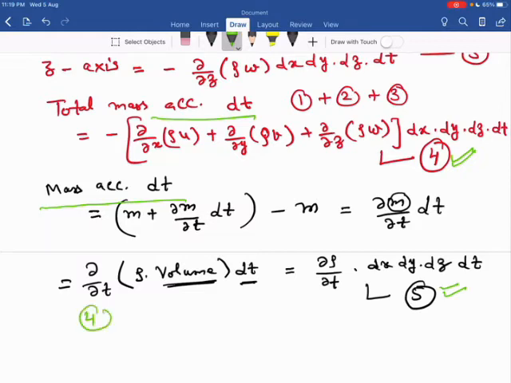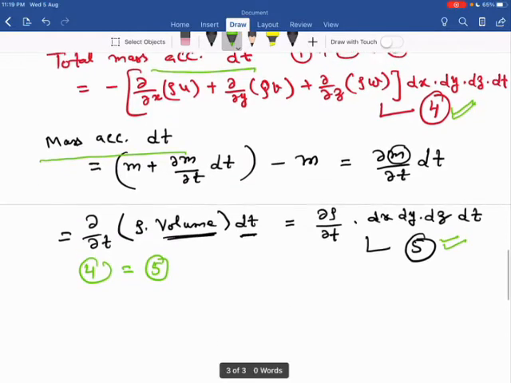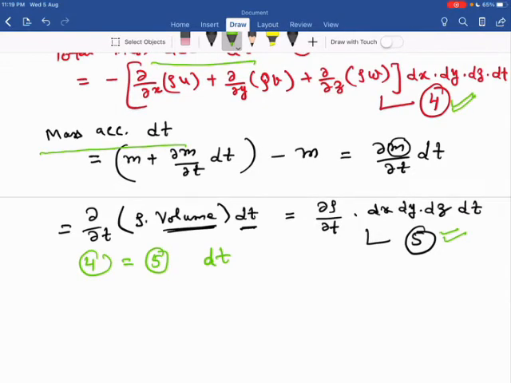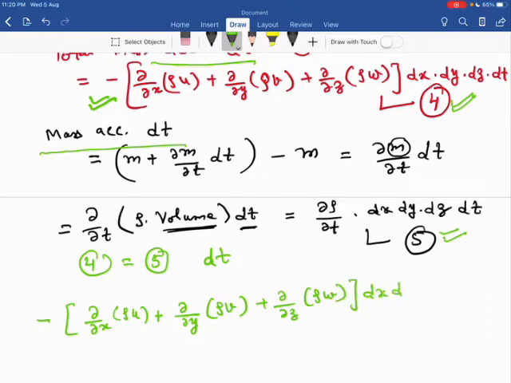So now I equate equation 4 with equation 5 because both are the mass accumulated in time dt. So equation number 4 is with negative sign, this is your equation number 4: ∂/∂x of ρu plus ∂/∂y of ρv plus ∂/∂z of ρw, into dx dy dz into dt, equal to ∂ρ/∂t dx dy dz, that is your equation number 5, into dt.